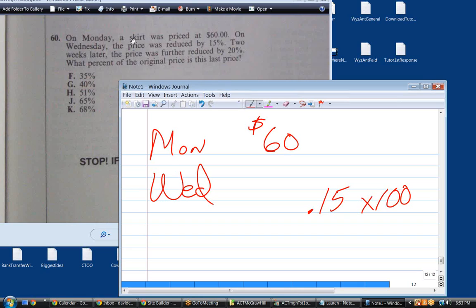They're reducing this skirt by 15%. The skirt started out at $60. So what is 15% of 60? 9. Okay, so on Wednesday, the skirt's going to be priced at $51, right? Yeah. Okay. Two weeks later, it's reduced by another 20%. Not the 60 by 20, but the 51 by 20. So what is the new price two weeks later?